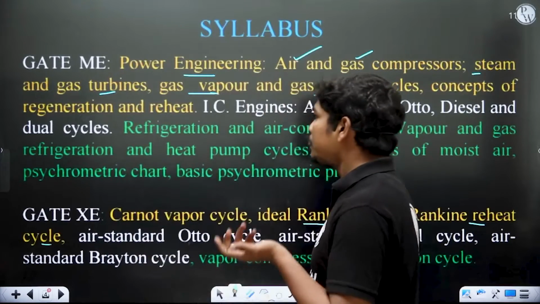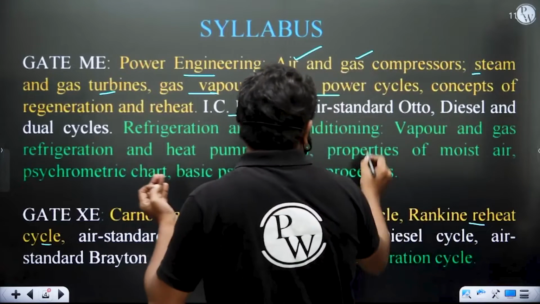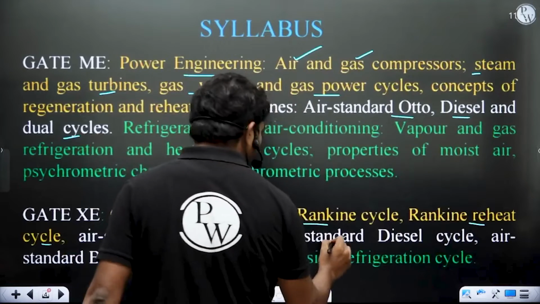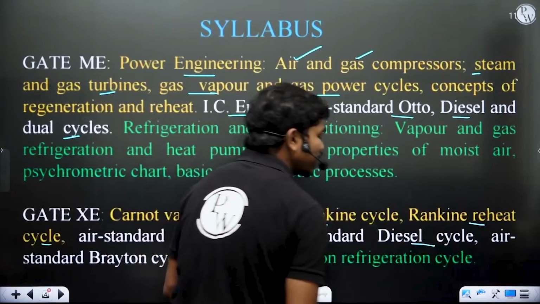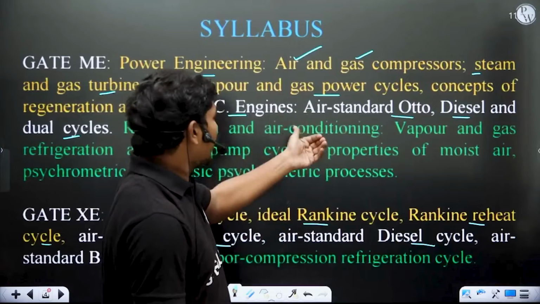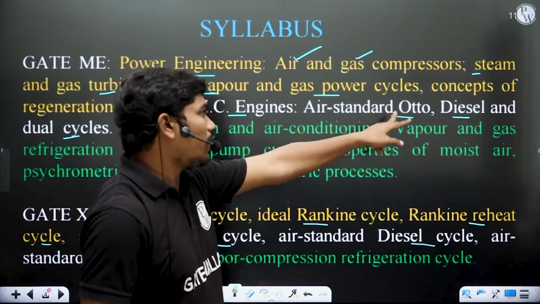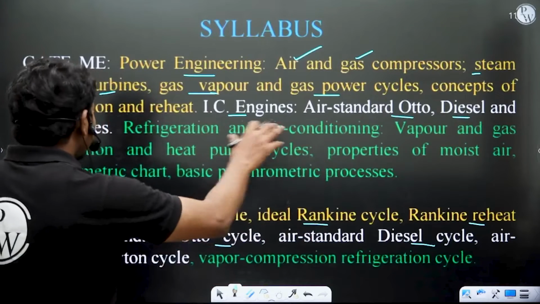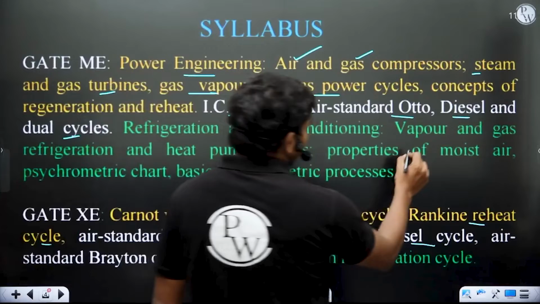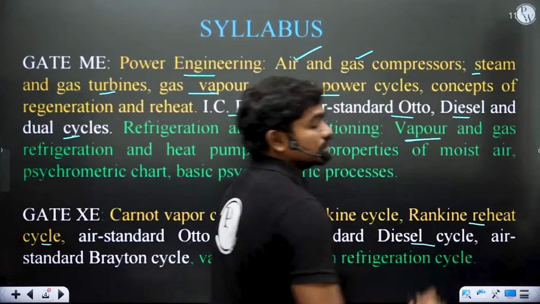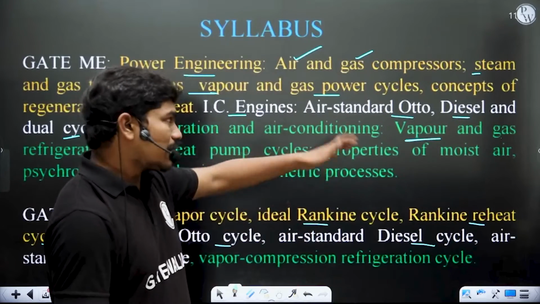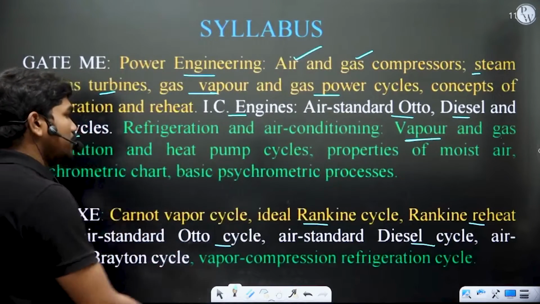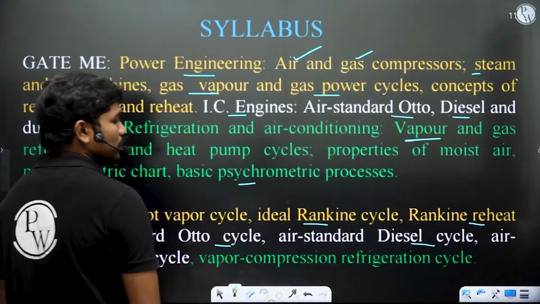Okay, then if you talk about IC engines, we have 3 cycles: Otto, diesel and dual cycles, whereas in XE also we have only Otto and diesel cycles. Okay, and generally we don't get many questions from dual cycles. Generally the focus is on Otto and diesel. And coming to the last module, refrigeration and air conditioning, vapor and gas refrigeration systems. Comparatively, vapor has higher weightage as compared to gas refrigeration, because gas refrigeration cycles are generally somehow covered in the case of gas power cycles in general. And properties of moist air and basic psychrometric processes, which here also you have a little bit.